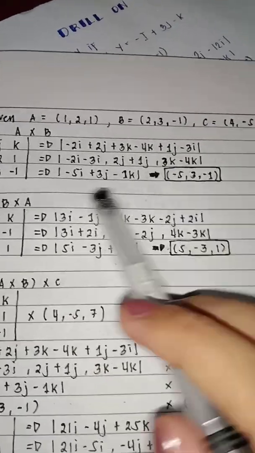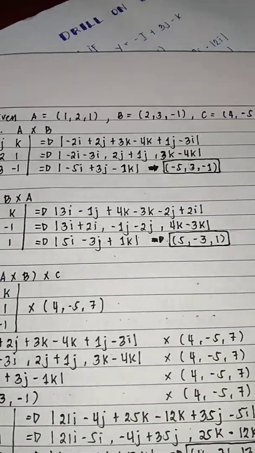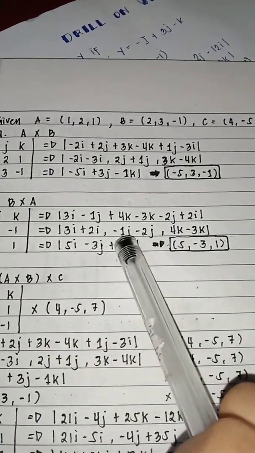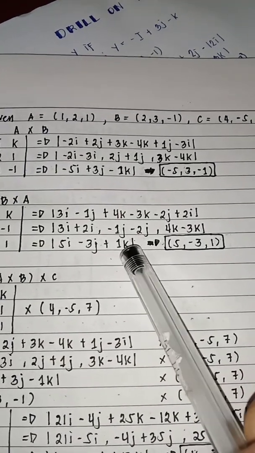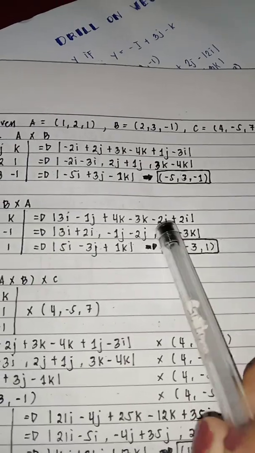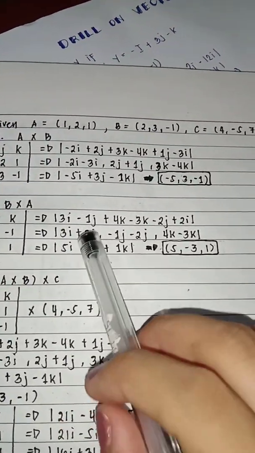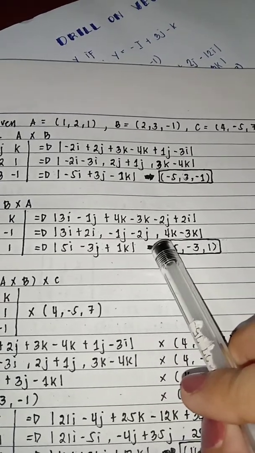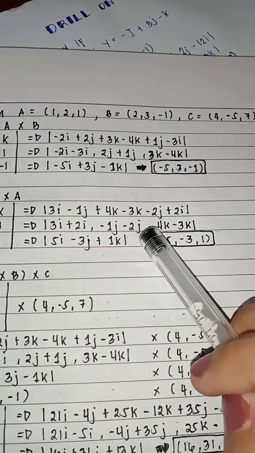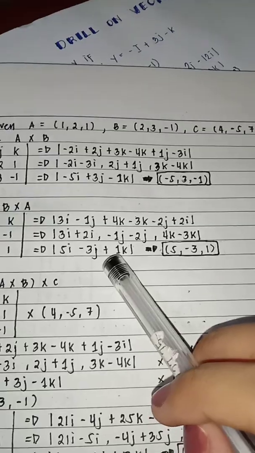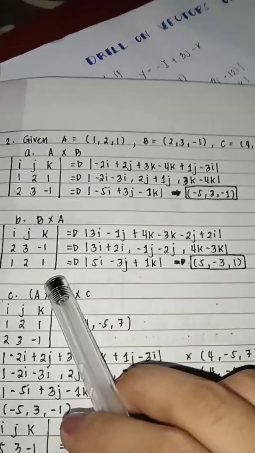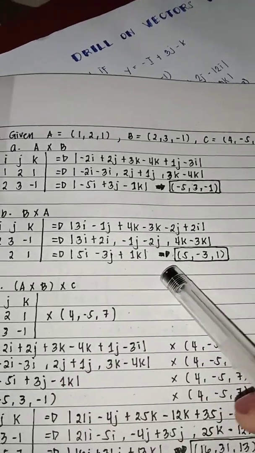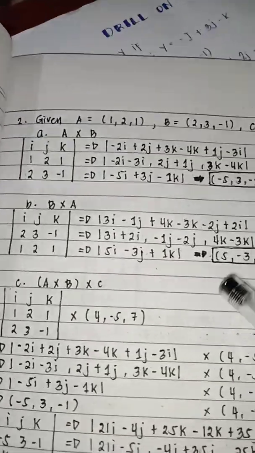So next is to combine like terms. 3i plus 2i, negative 1j minus 2j, 4k minus 3k. So 3i plus 2i is equal to 5i. Negative 1j minus 2j is equal to negative 3j. 4k minus 3k is equal to 1k. So the final answer of letter B is 5, negative 3, and 1.